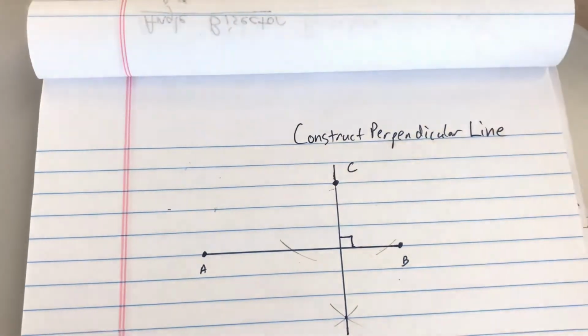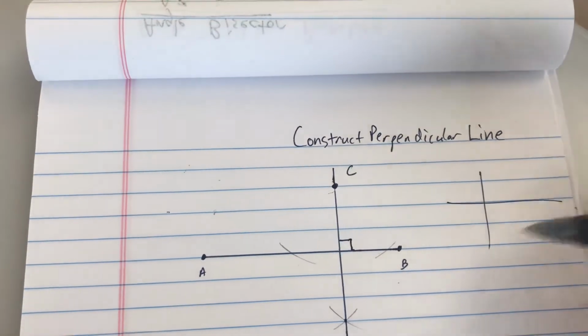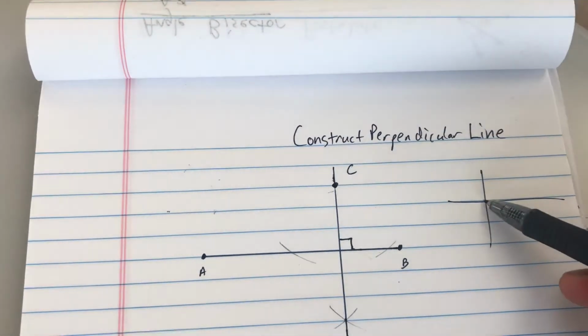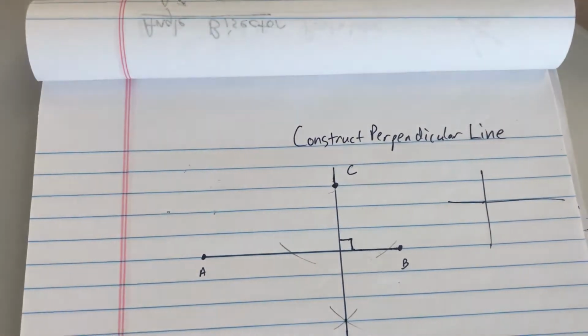Now, let's just say you're like, oh my gosh, this is so easy. Why don't I just draw it like this? Yeah, except that this right here might not be 90 degrees. It could be like 89.8, and that's not correct, right?